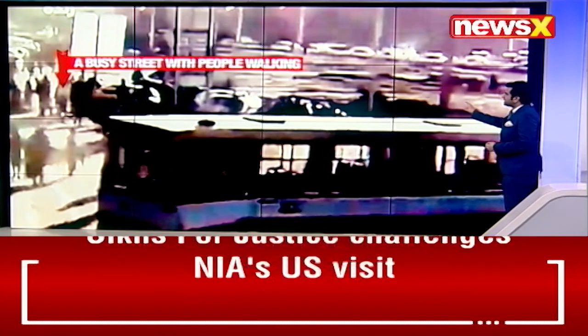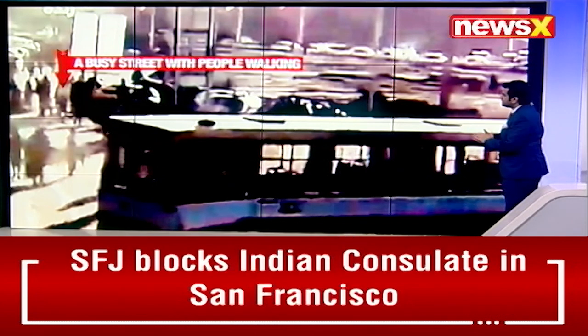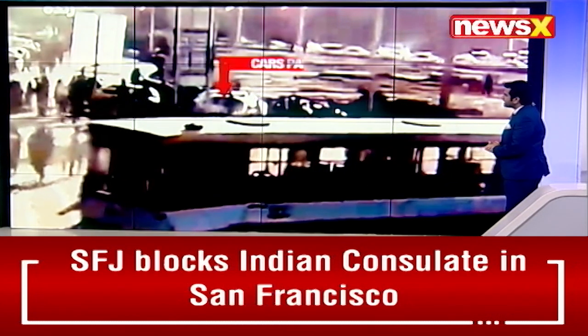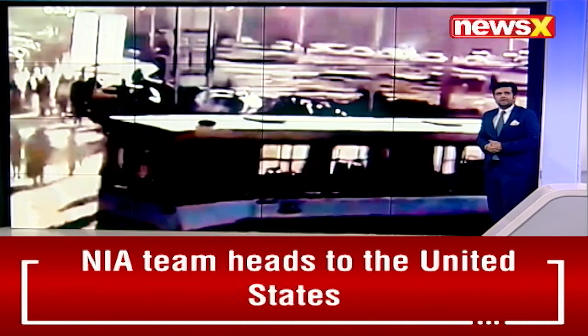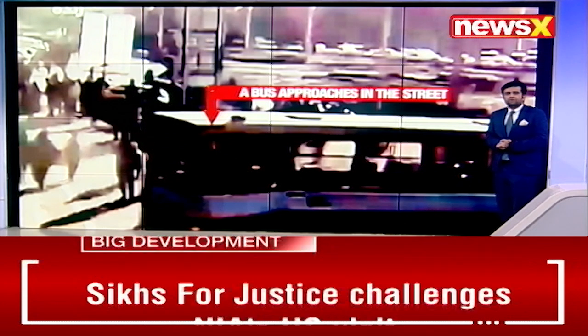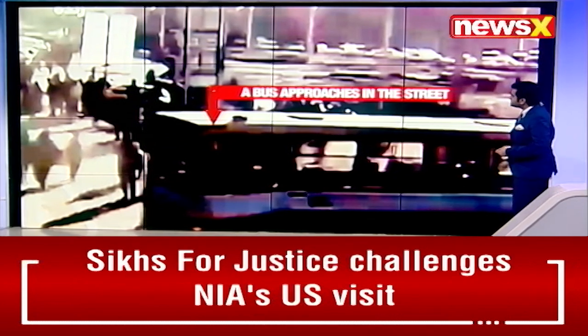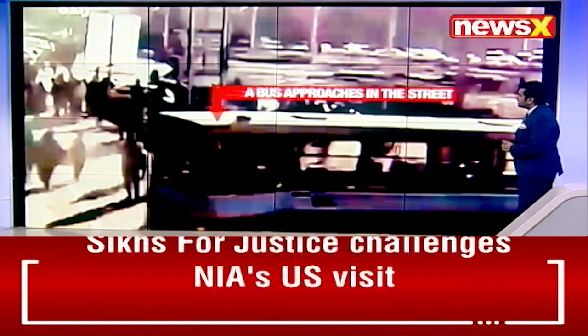So as you can see over here, this is a busy street with people walking. This is a video which captures the exact moment when the blast took place. You can see a bus is of course coming there as well. There are also cars which are parked in the street there. It's obviously a busy street there in Iran. It's obviously a big occasion, a commemoration of the former general's anniversary. A bus then also approaches into the street. As you can see, of course, the bus is coming.